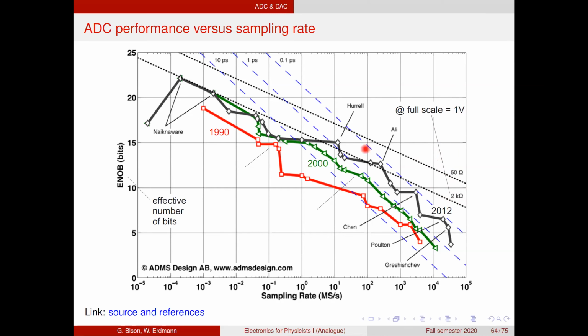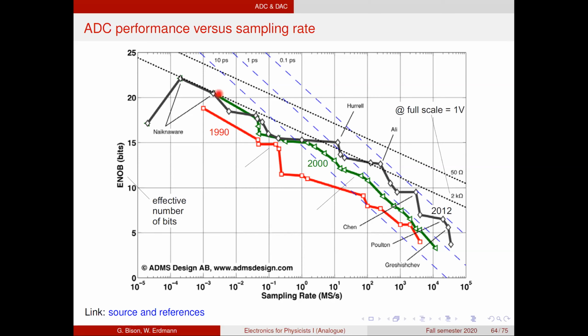The noise that we get is the same as you would get from a 2 kilo ohm resistor, which means that the largest resistor you can have in the input circuit before your ADC, if you don't want to degrade your noise, is 2 kilo ohms. If we improve the performance a little bit, it would be equivalent to a 50 ohm resistor. Let's say in another 20 years, we will see that. This means that the noise of the amplifiers that come before your ADC has to be correspondingly small.